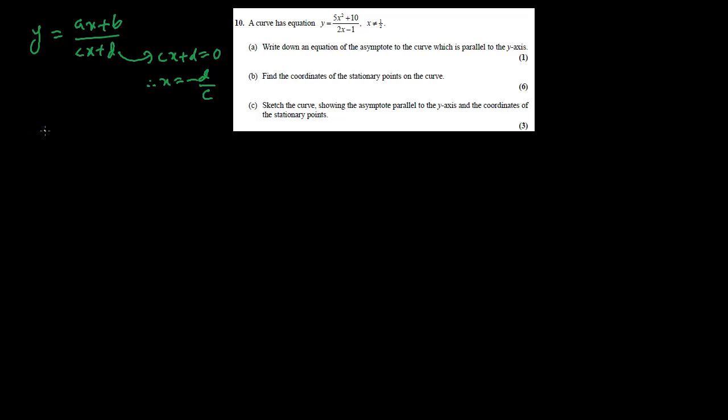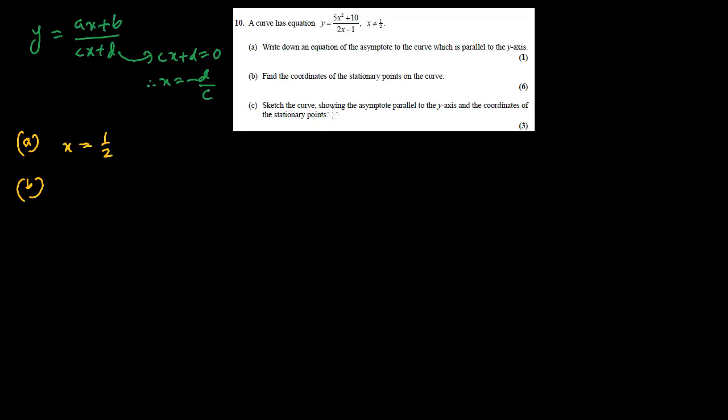So we can write question number A as: write down. So 2x minus 1 equal to 0, x equals half. So x equals half. That is the answer. That is the asymptote parallel to the y-axis, meaning the vertical asymptote.